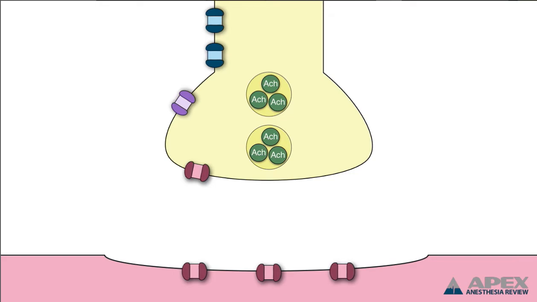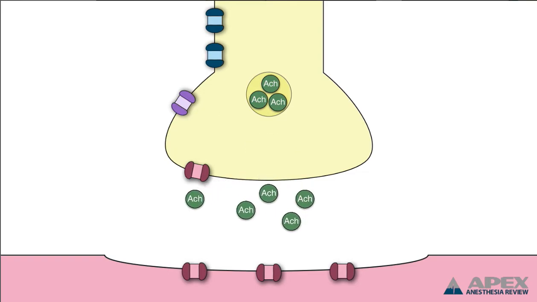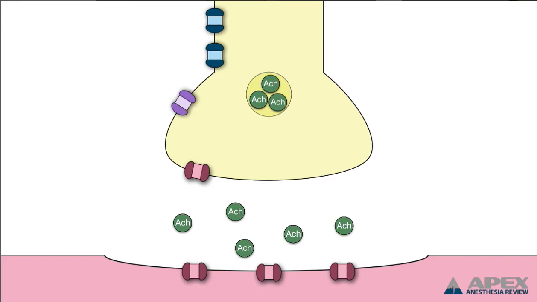So, why is this important? Depolarization of the axon terminal turns on voltage-gated calcium channels in the presynaptic neuron, allowing calcium to diffuse into the nerve. Once inside, calcium initiates the mechanism that triggers vesicle mobilization and subsequent release of acetylcholine into the synaptic cleft. Once inside the synaptic cleft, acetylcholine diffuses along its concentration gradient towards the postjunctional nicotinic receptor.